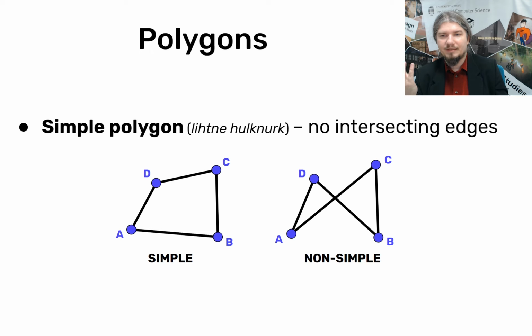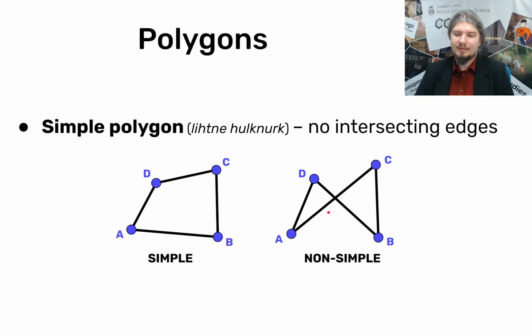So this just means that there are no intersecting edges. On the left we have a simple polygon, all the edges are very simple, they're not intersecting, but we could also define these edges like that. So this is non-simple, so it's hard to say what is happening with this polygon.